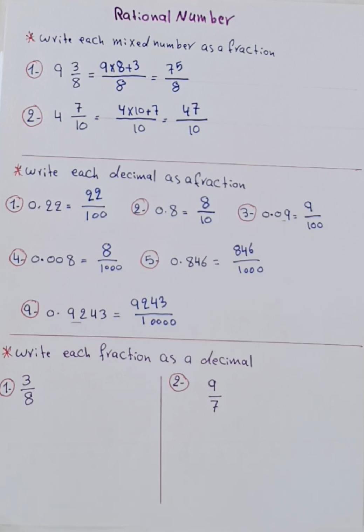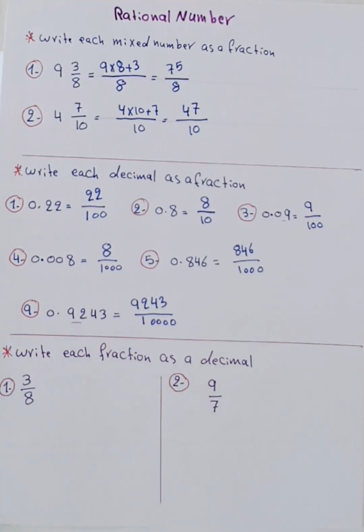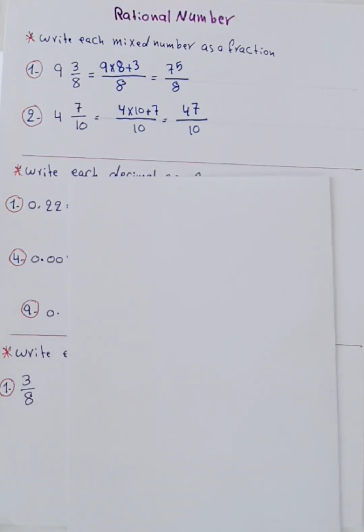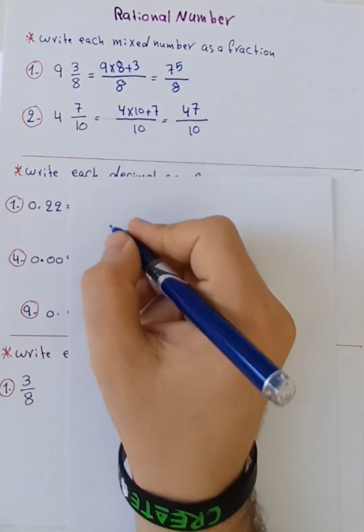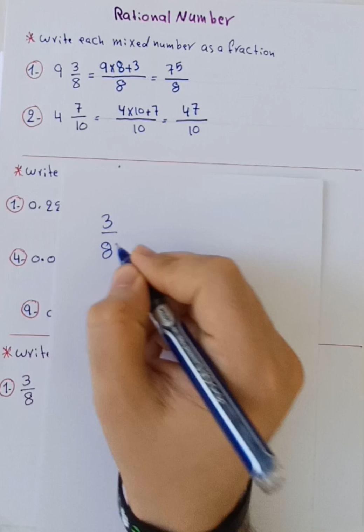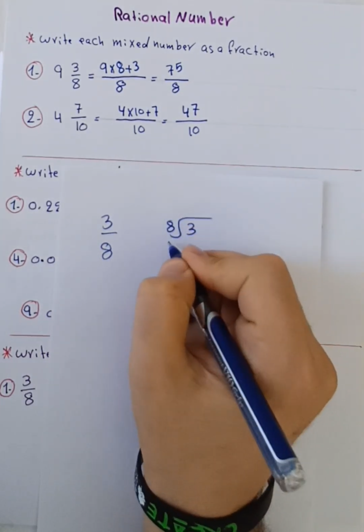But if we can't change the denominator to 10 or 100 or 1000, you have to use the division way. So 8 multiplied by any number, we can't change to 10 or 100 or 1000. So the only way for changing this fraction to decimal is long division. We have 3 out of 8. It means you have 3 divided by 8.